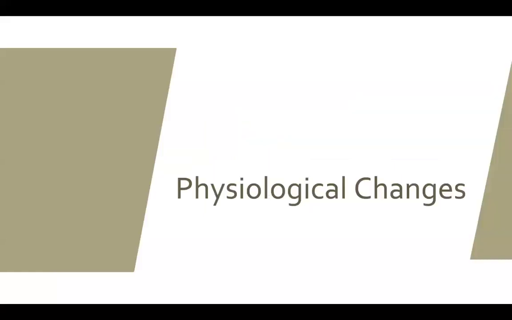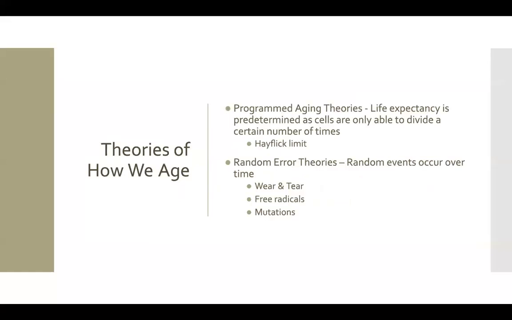Then we have physiological changes. So we have programmed aging theories, which say life expectancy is predetermined as cells are only able to divide a certain number of times. As we age, the cell replication process will slow down. It's referred to as the Hayflick limit, which is the number of times our DNA and cells can actually replicate in our lifespan. Then we have random errors theories, which say random events occur over time.